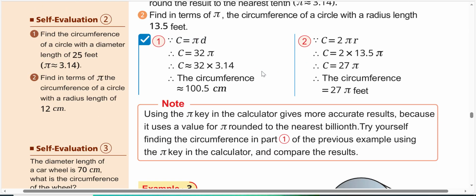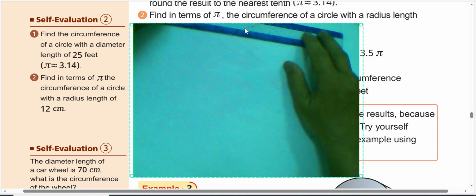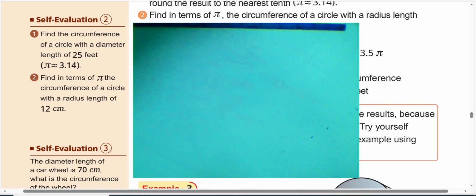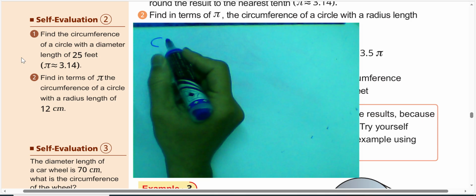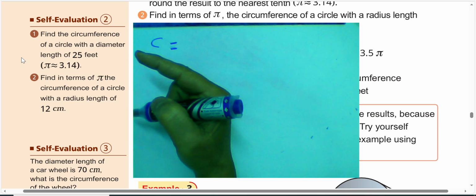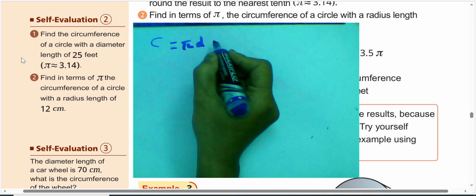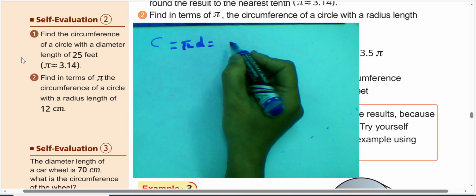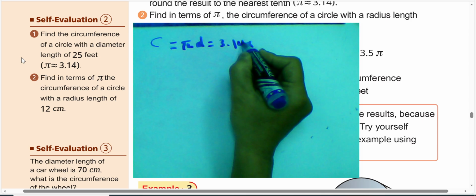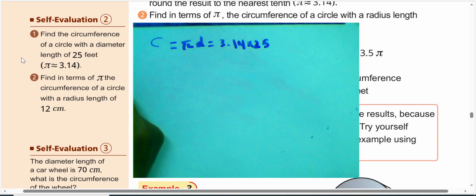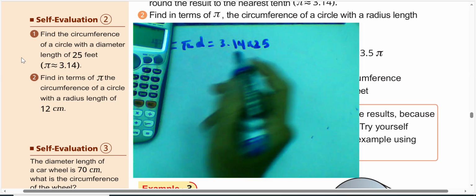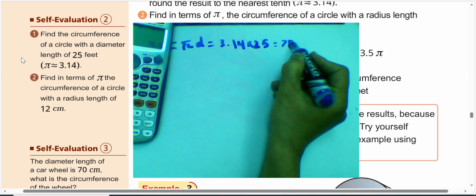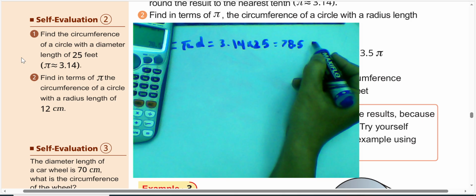I will solve self-evaluation number 2. Look here, first question: find the circumference with diameter 25 feet, and pi as 3.14. Okay, we know the circumference equals pi times d, pi times diameter. Pi is 3.14 multiplied by 25. You can use a calculator, write 3.14 times 25. The result will be 78.5 feet.